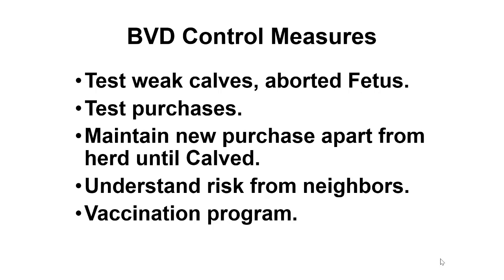Okay, so test your purchases. If you're buying cows, it's good to test the cows. Only about 10% of the calves that are PI, their mother was PI. Now, if a PI animal gets to adulthood, say a female, she's always going to have PI calves because she's always shedding the virus, so all of her progeny are going to be PI. Okay, but that only happens about 10% of the time.